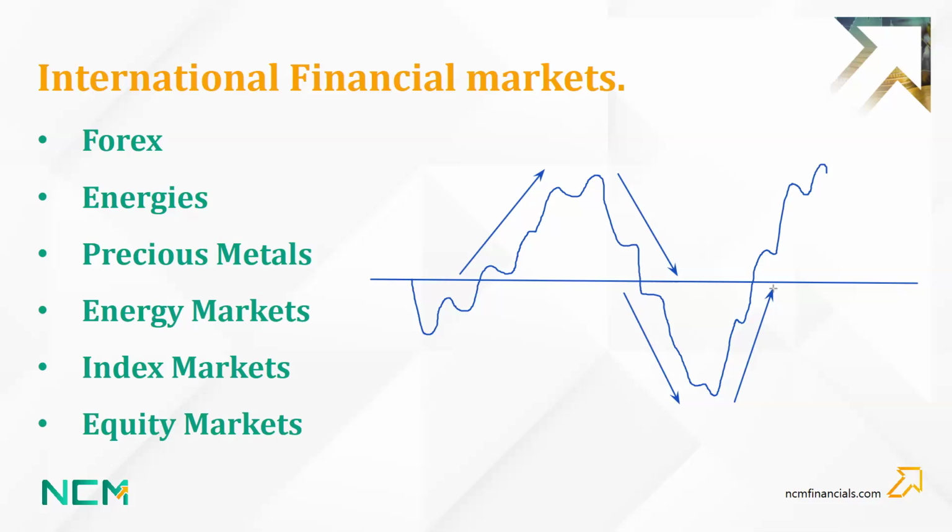The second type of financial markets are the energy markets. Energy markets are the markets where things like crude oil, Brent oil, natural gas, and heating gas are traded. The third type of financial markets are precious metals. Precious metals are the markets where people trade gold, copper, platinum, palladium, and silver.